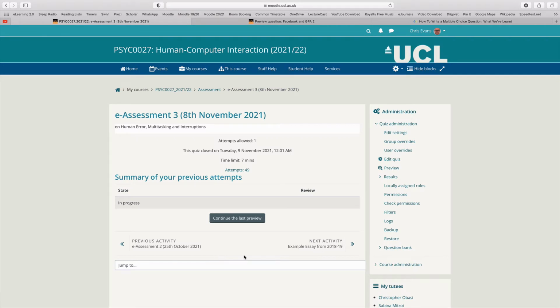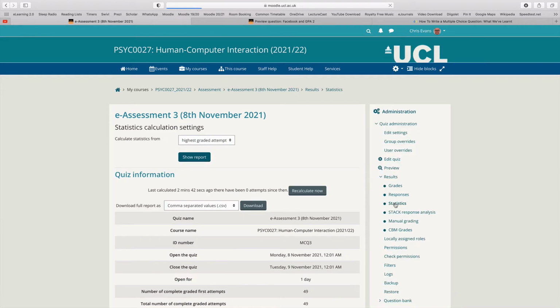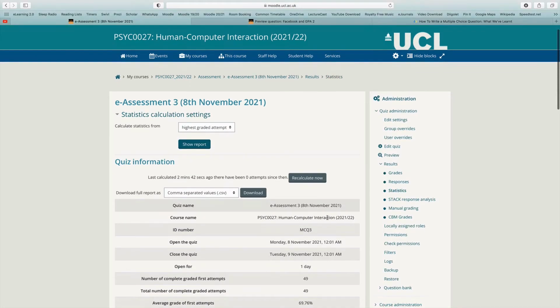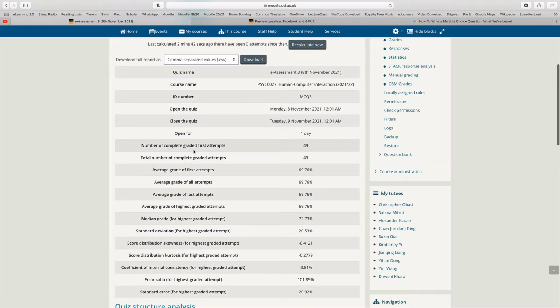and I'm going to click on the results entry over here on the right. And under results, I'm interested in statistics. So I click statistics, and there are lots of statistics that you'll get. At the top, a couple of things you might be interested in. Number of complete graded first attempts, 49. That's the number of people who did the test.